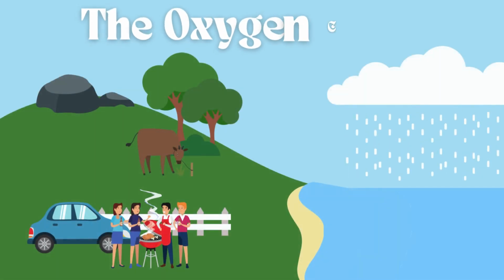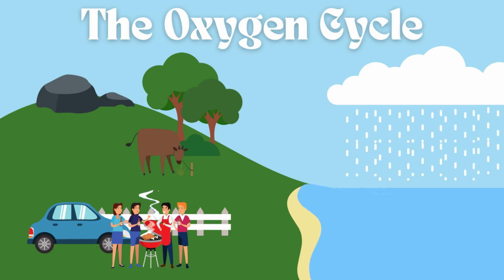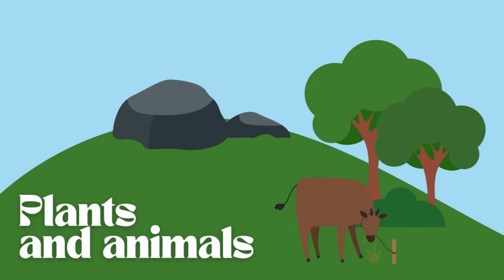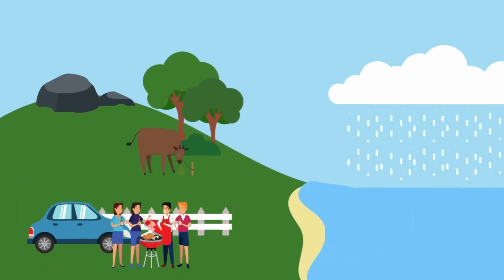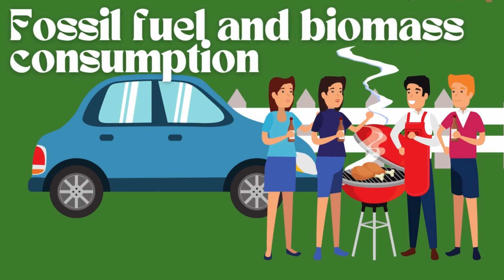The oxygen cycle and its importance. The oxygen cycle concerns the different ways in which oxygen courses through nature. Plants and animals utilize oxygen for respiration. Fossil fuels and biomass combustion are also processes that would be impossible without oxygen.